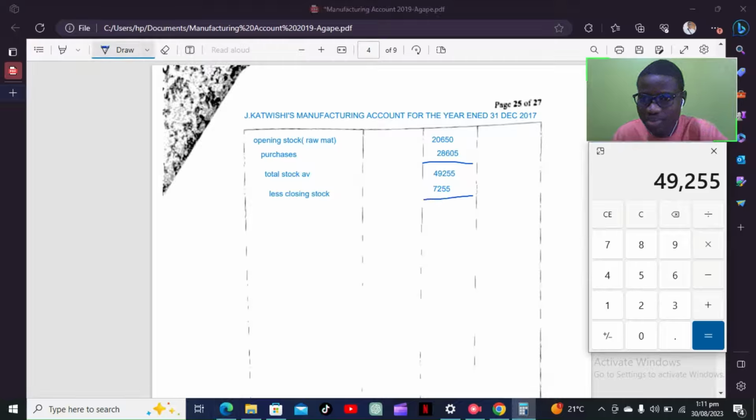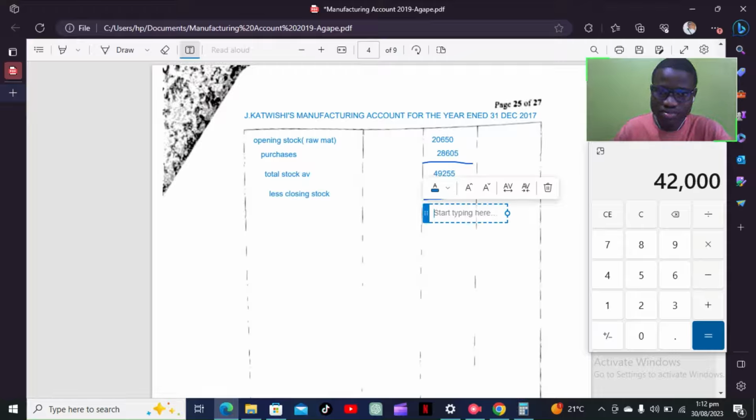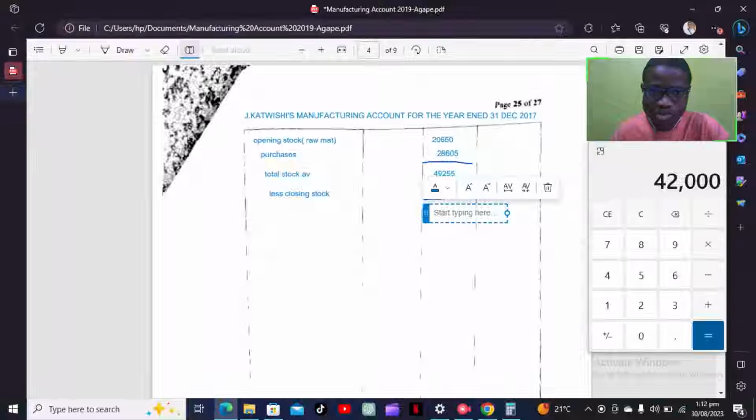So when we less, what are we getting? We simply subtract: 49,255 minus 7,255. We're getting a clean 42,000. So we record our 42,000. We're not going to take it here. No, we're going to continue on the middle column. There, we're going to take it that side when we bring in our direct expenses or direct manufacturing cost.